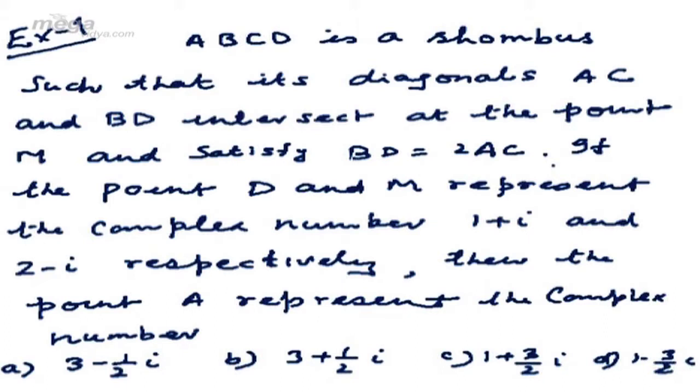And if the points D and M represent the complex numbers 1 plus i and 2 minus i respectively, then the point A represents the complex number: A is 3 minus 1 by 2 i, B is 3 plus 1 by 2 i, C is 1 plus 3 by 2 i, and D is 1 minus 3 by 2 i. Now let us come to the solution.